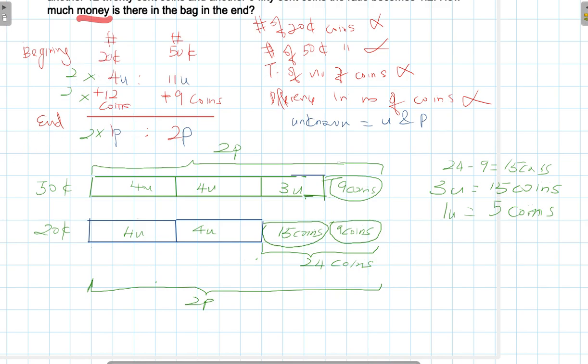So in the end, right, you know that it's actually 4 units at 12 coins will be equals to 1 part. So I just use this for the 20-cent one. So it's 4 units at 12 coins equals to 1 part. Okay, for the 50 cent one, you see that it's 11 units at 9 coins equals to 2 parts. Okay, then we can start doing our calculation.